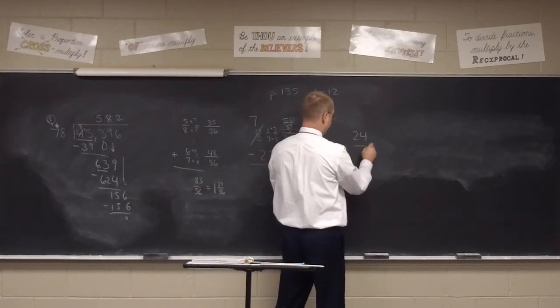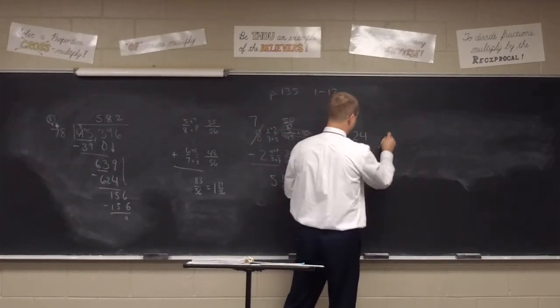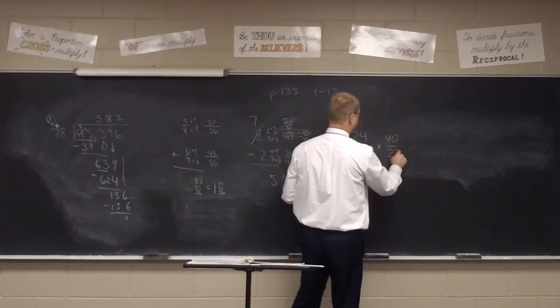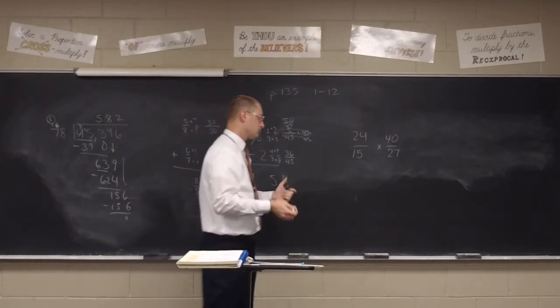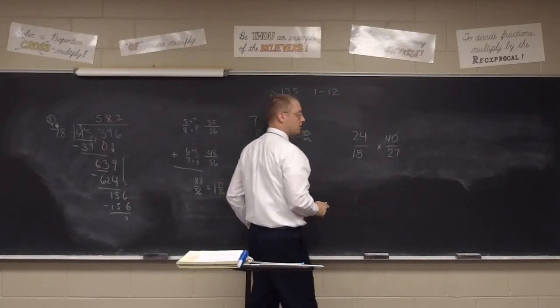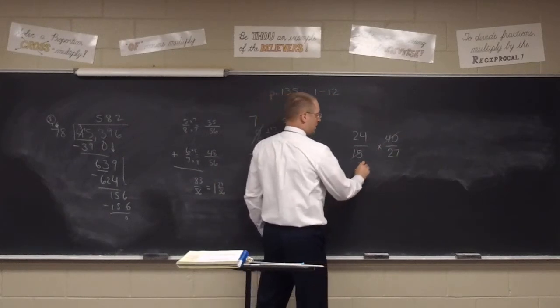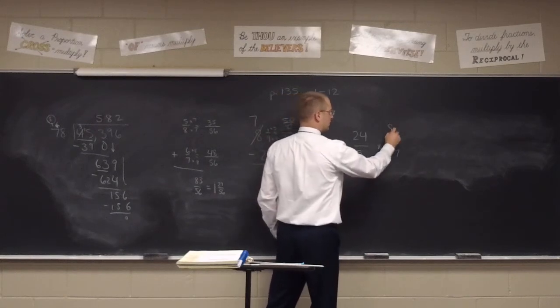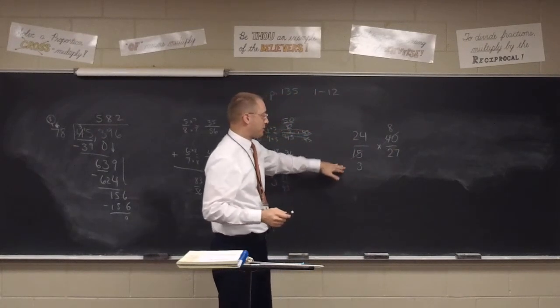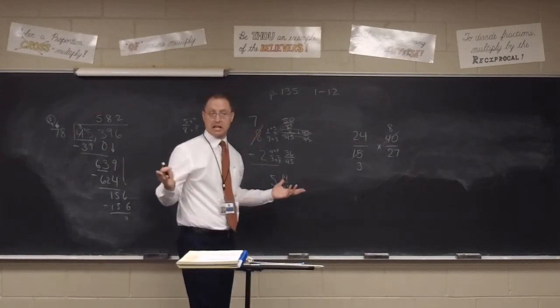I'm so glad we don't need common denominators to multiply. We just get to cancel stuff. What stuff can we cancel here, Lexi? The 15 and the 40. Cancel what? 3 goes into 15 five times and 8 goes into 40 five times. There we go. Take a 5 out of both of them, right? To get a 3 and an 8. Anything else we can cancel here, Michael?